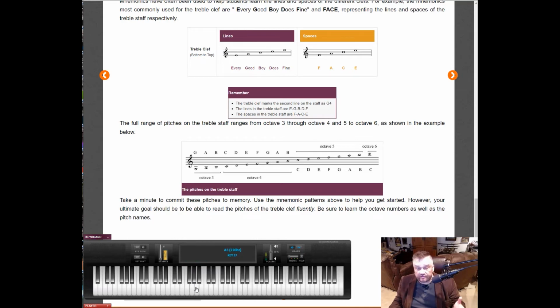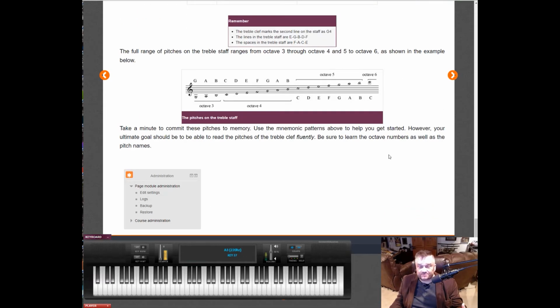This would be A3. This would be B3. And then we would get from G to A to B. Now we're at middle C, or C4, because we're in the fourth octave. If we were to continue up, we would be into the fifth octave and the sixth octave, and so on. So I hope this helps you understand a little bit better about octave designation. Now let's go on a little bit.